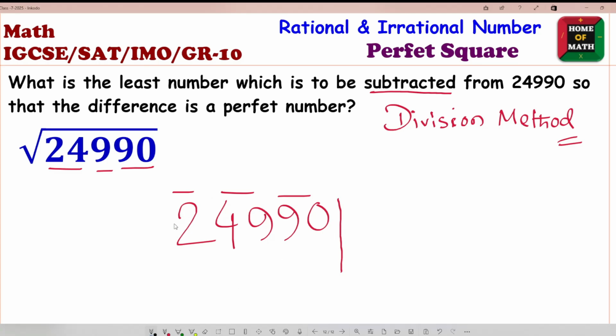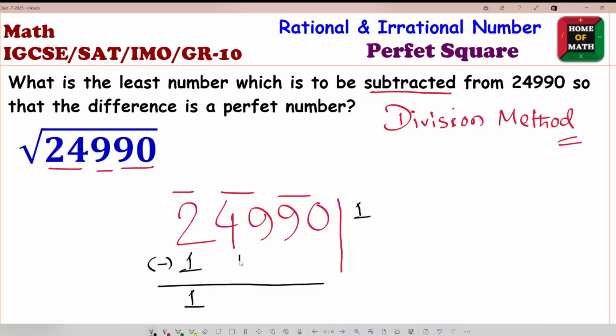The first pair is 2. What is the smallest perfect square we can use? 2 is not a perfect square, but 1 is a perfect square. So 1 times 1 is 1. Then 2 subtract 1 becomes 1.